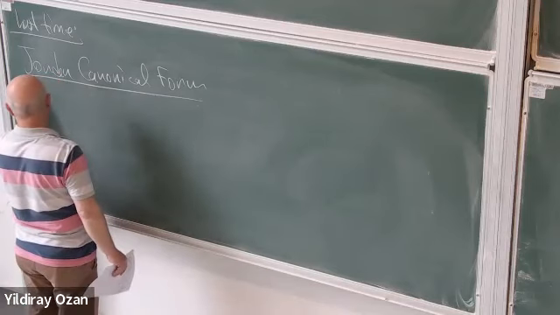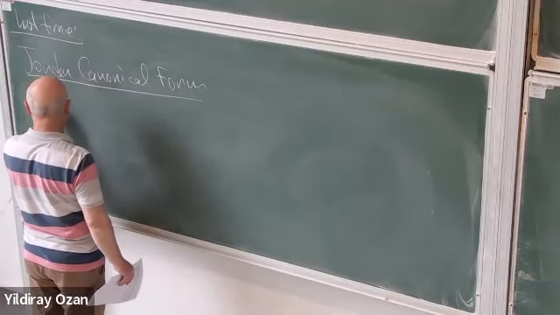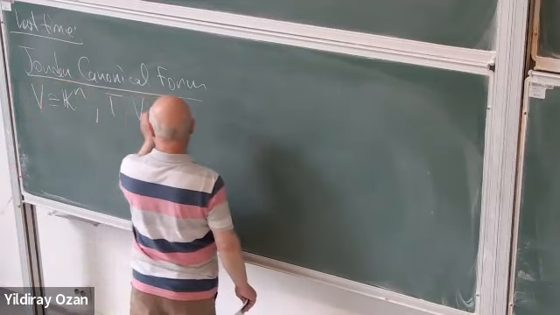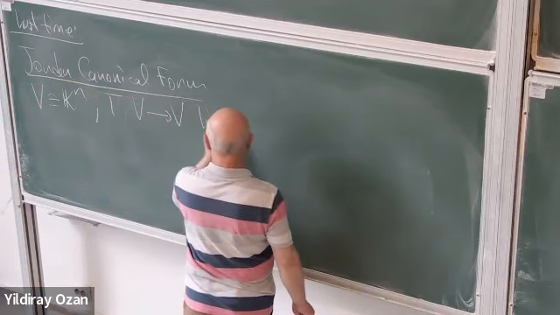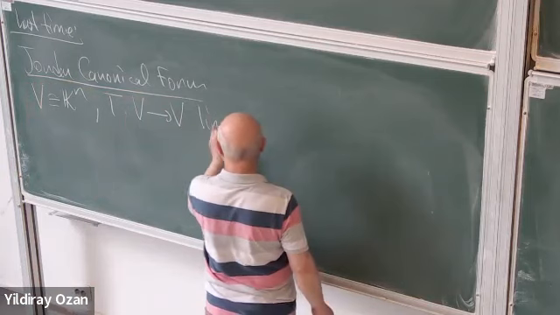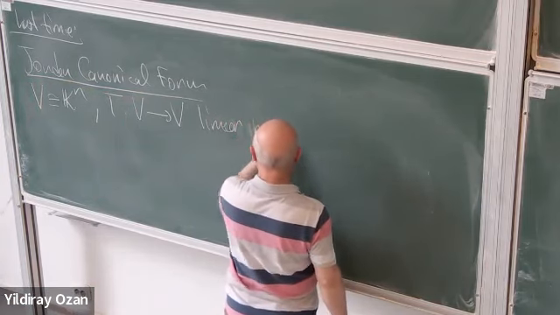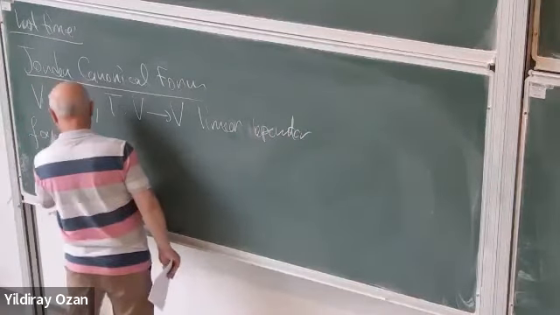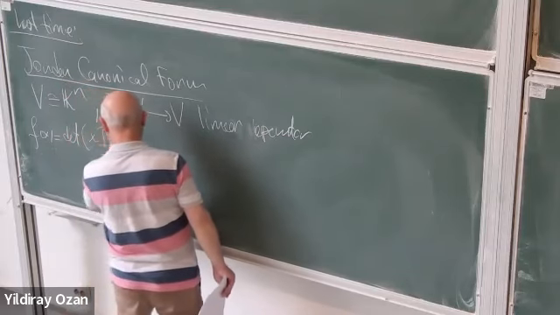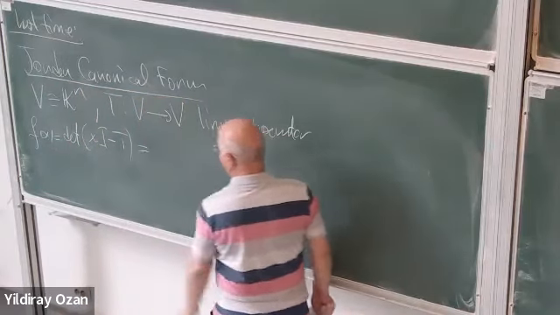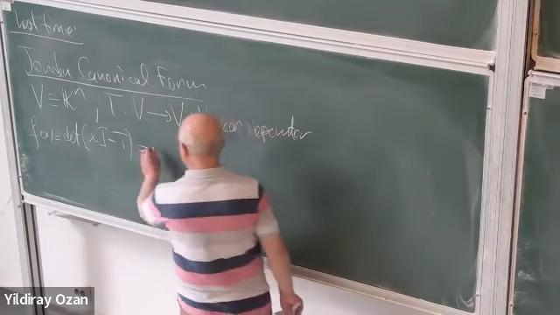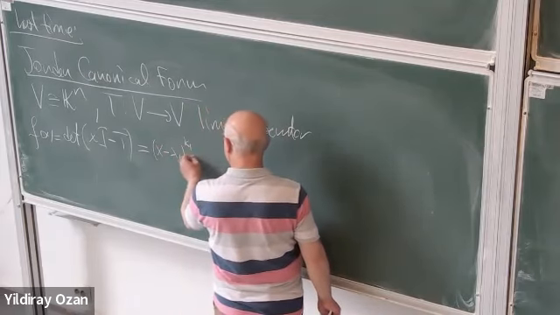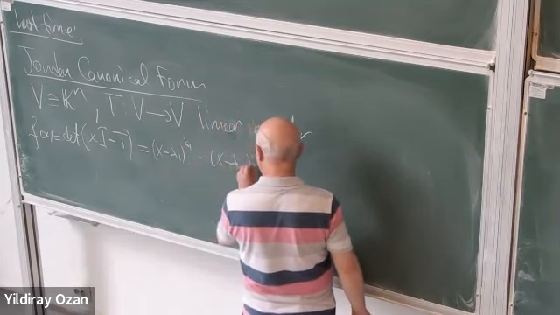So the setup is V is a finite dimensional vector space over a field K, and T is a linear operator. And its characteristic polynomial f(x) is a product of linear factors: (x − λ1)^k1 ... (x − λr)^kr.